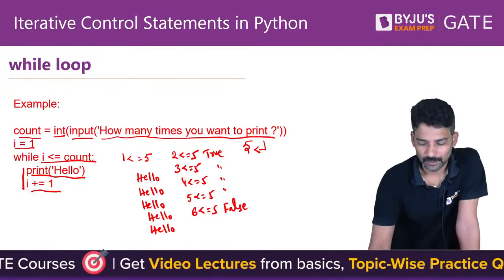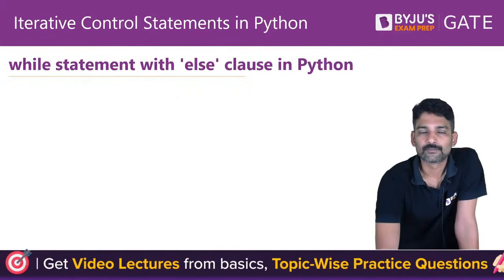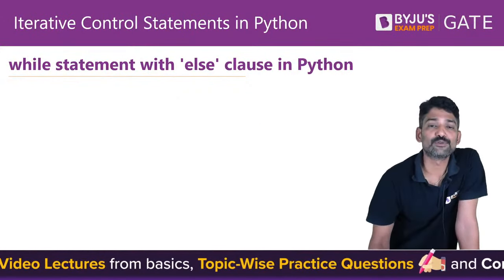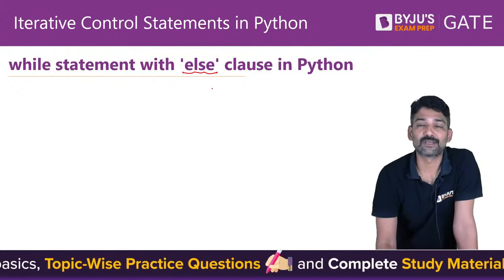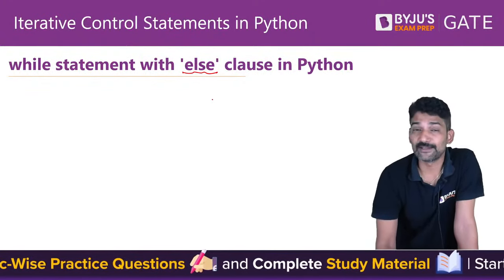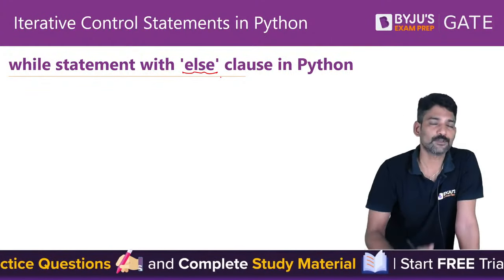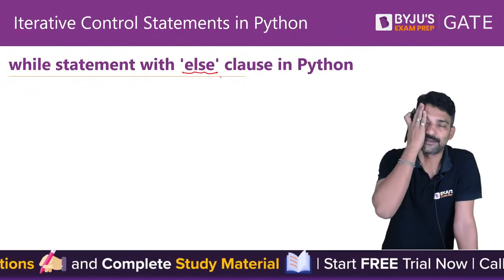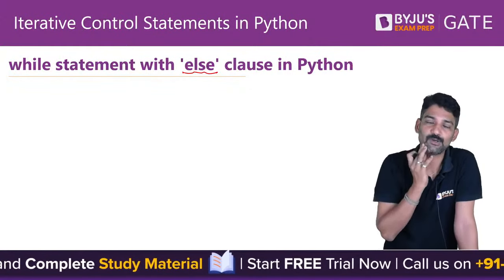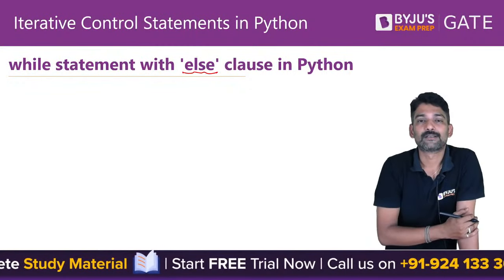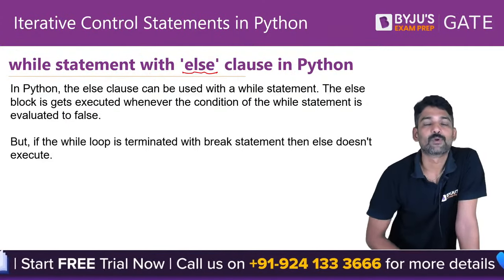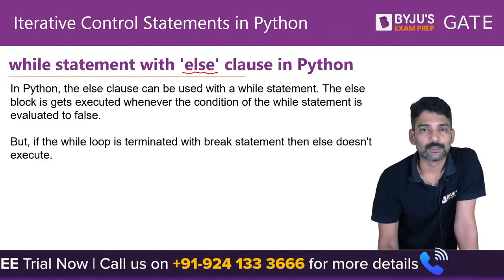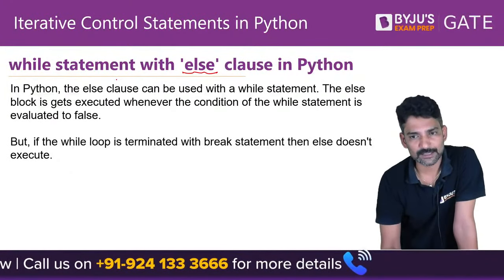Right. Now, in the while, you can use an else clause. This is something you may really feel is new. Of course, you can use if else in loops, even in other languages also. But here, you can use an else clause with the while. How or why? The else clause can be used in the while statement.